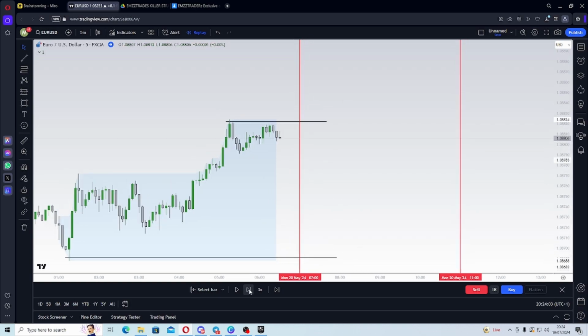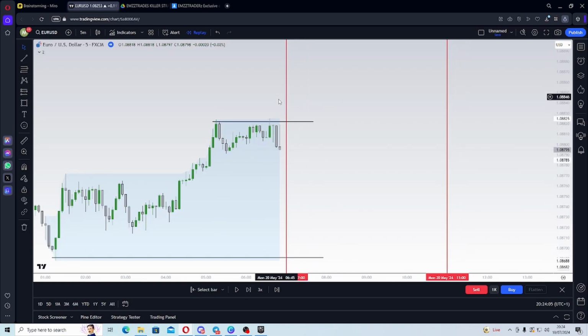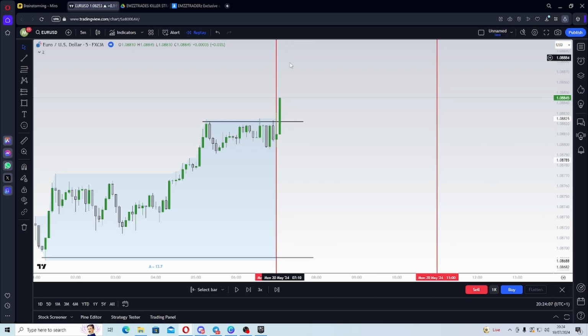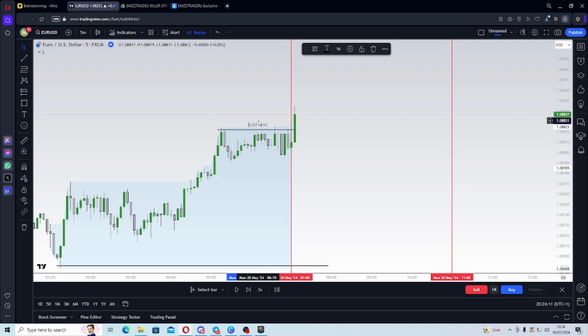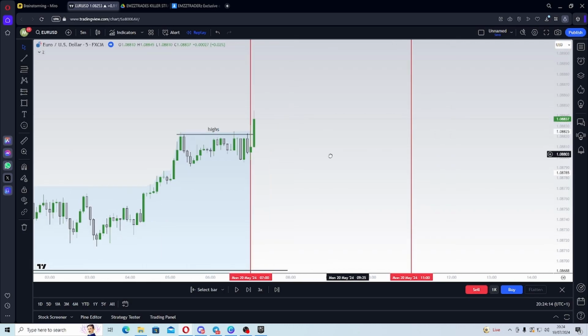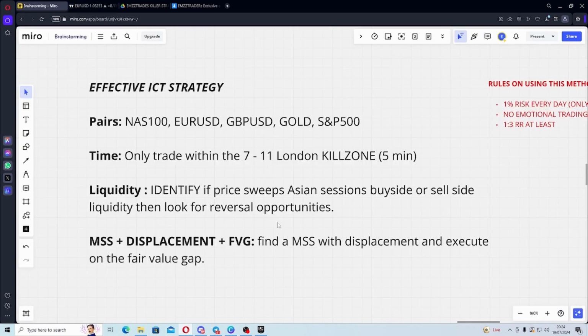So I'm going to be playing price forward, and you can see that the highs are getting swept bit by bit. And there we go. We just got a big sweepage of the highs, all right? I'm going to be marking this out as the highs right here have been swept. And now what we actually need to do is find a market structure shift with a displacement, and we execute on the fair value gap, okay?